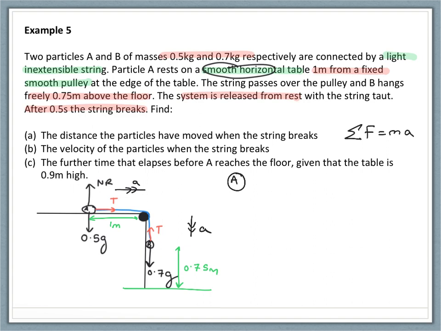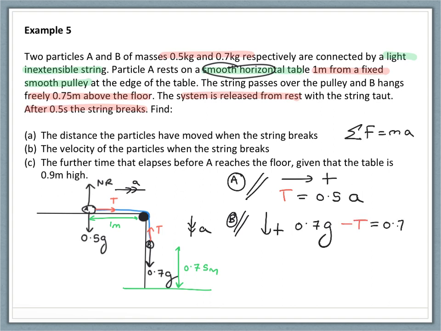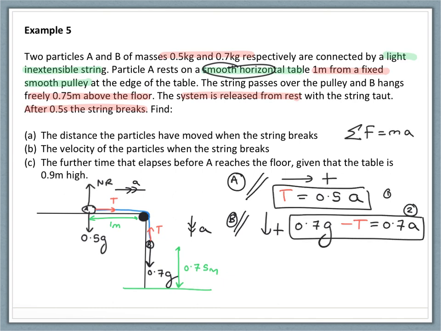starting with particle A, and we'll take going to the right as positive because that's the direction of its motion. So the only force we have acting horizontally is T, which is equal to the mass of A multiplied by its acceleration. Now, particle B, next of all, we'll take down as positive. We have 0.7 g downwards, T upwards, and this equals the mass 0.7 multiplied by the acceleration. And here we have our very familiar pair of equations. We'll call that equation 1 and equation 2.